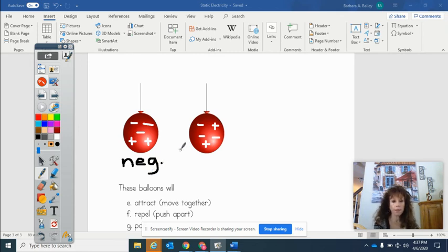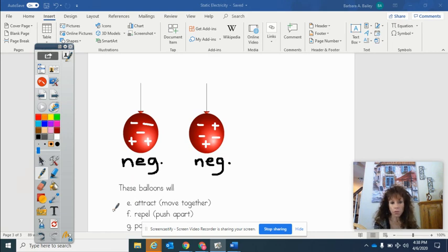Okay, and then this balloon, I've got a negative, positive, negative, negative, positive. Okay, I've got 1, 2, 3 negatives, 1, 2 positives. So overall, that balloon has more negatives than positives, so it's also negative. Okay, so I have 2 negatively charged balloons.